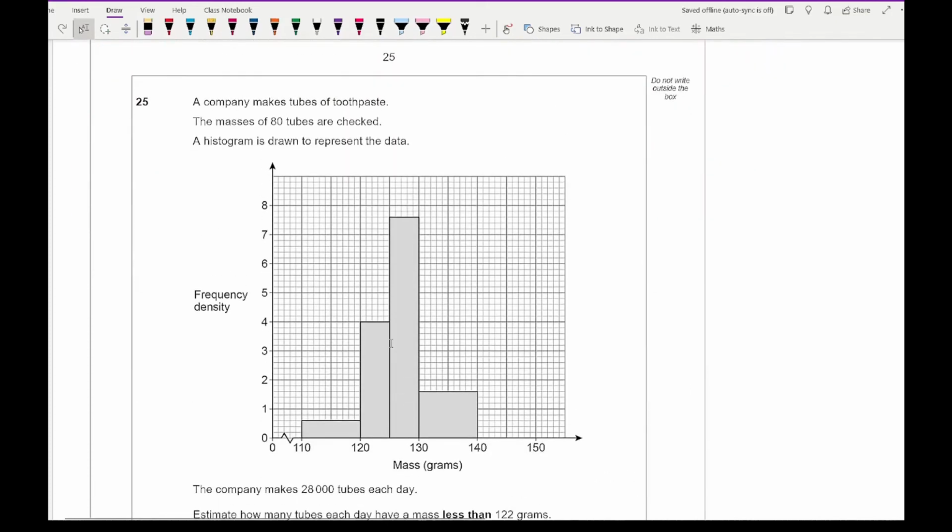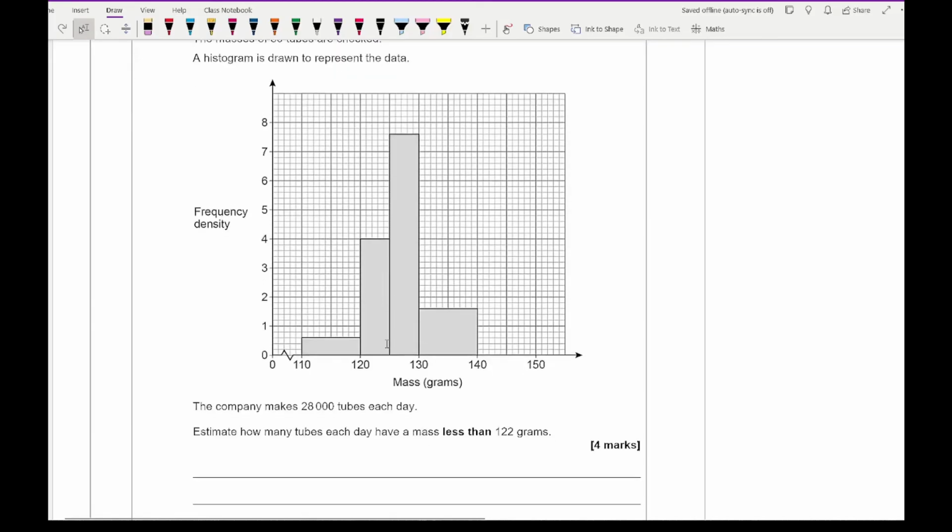Moving on to question 25, it says that a company makes tubes of toothpaste. The masses of 80 tubes are checked and a histogram shows the results. A company makes 28,000 tubes each day. Estimate how many tubes each day has a mass of less than 122. So for this, what we need to do is find 122, which is there.